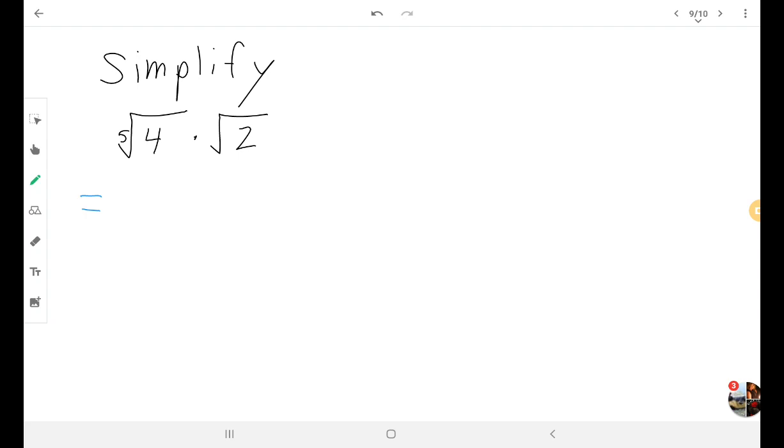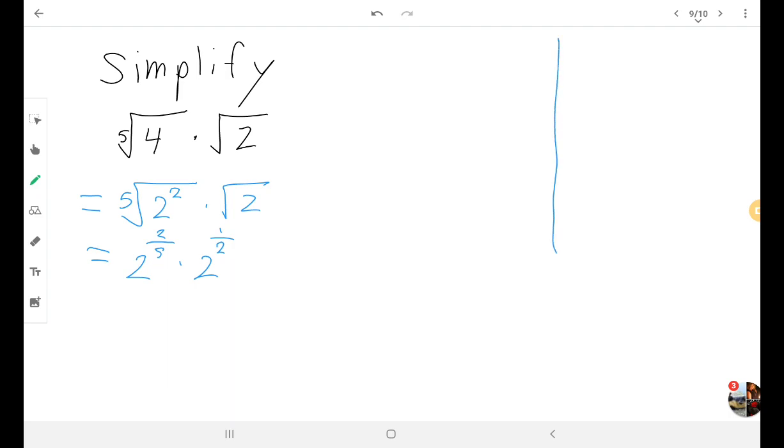So instead of this fifth root of 4, I'm going to call 4 2 to the second, because that's what 4 is. And then the square root of 2, and then I'm going to write these in exponent form. So that is 2 to the 2/5 times 2 to the 1/2.